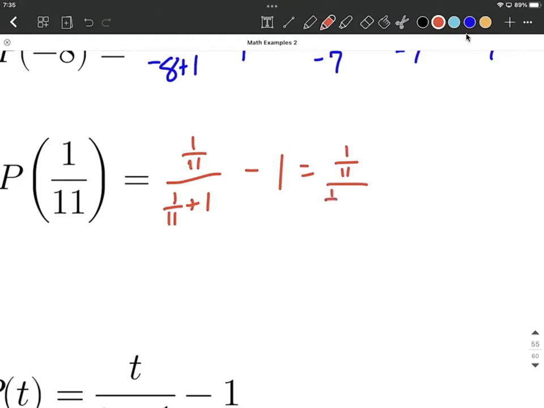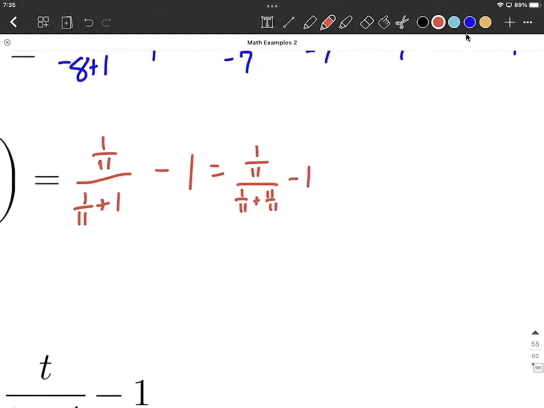So I'm going to think of that as 1/11th plus 11 over 11, rewriting the 1 so it has that common denominator, minus a 1. So 1/11th over 12/11ths minus a 1. But now we've run into the situation where we have one fraction divided by another fraction.